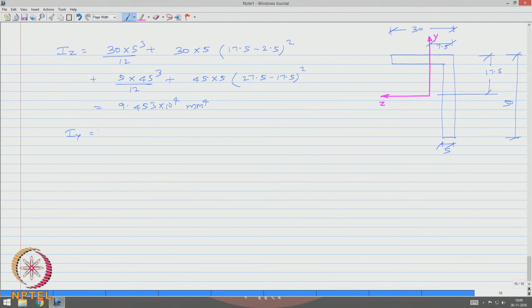I y is 5 into 30 cube by 12, the piece is divided like this, plus 30 into 5 into 15 minus 7.5 the whole square, plus 45 into 5 cube by 12 plus 45 into 5 into 7.5 minus 2.5 the whole square, which gives me 2.579 into 10 power 4 mm4. Let us find out I y z.